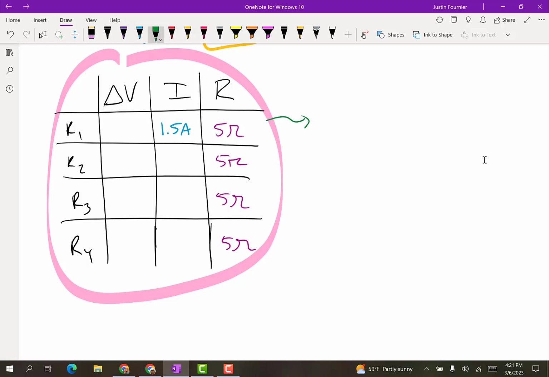Using that, I'll find the voltage drop across R1. That's going to be the current going through resistor 1 multiplied by resistor 1 itself. So the voltage drop across R1 is 1.5 times R1, which is 5 ohms. Let's see what that gives us. 5 times 1.5 is 7.5. So that's a 7.5 volt drop. 7.5 volts.